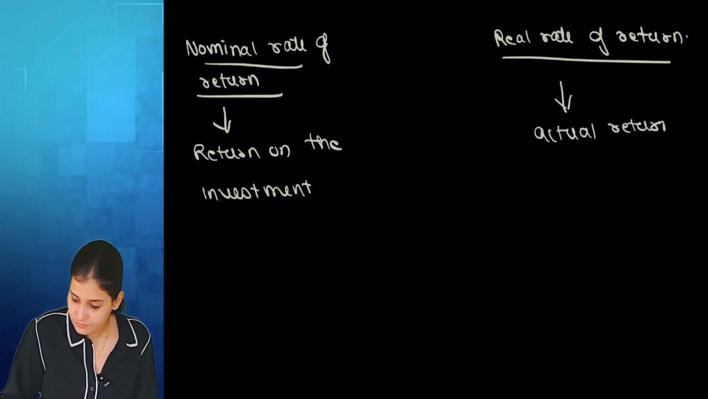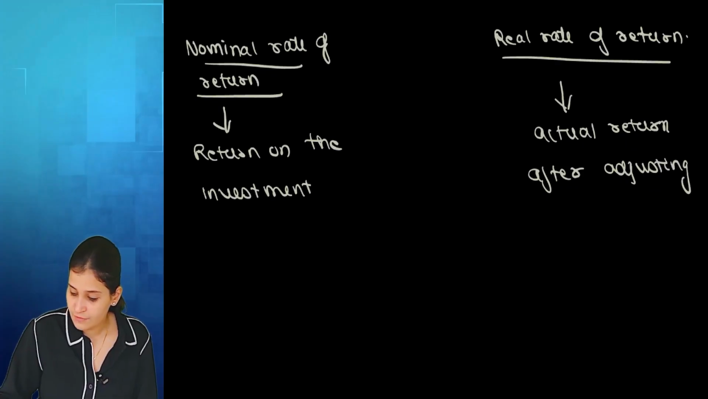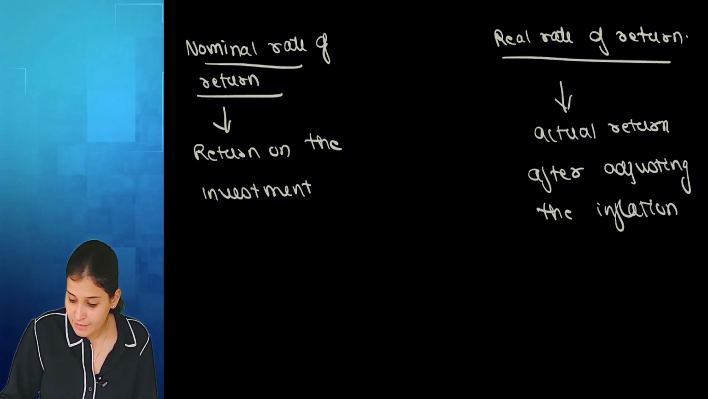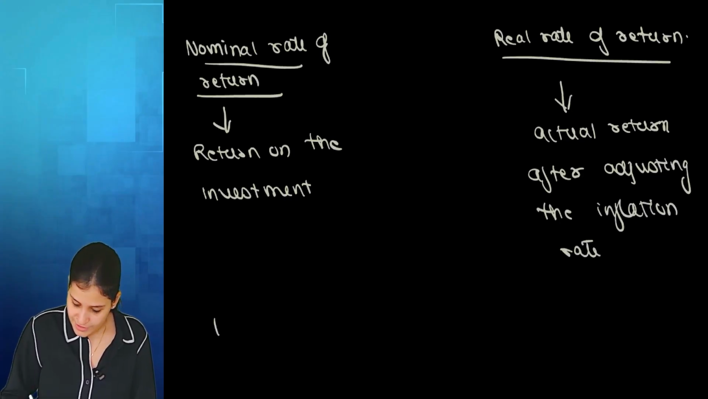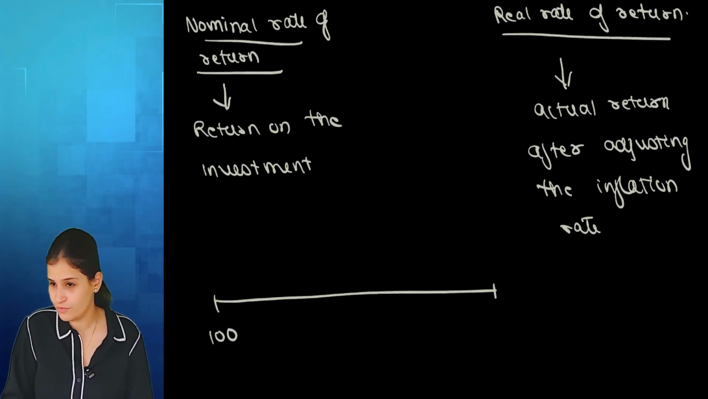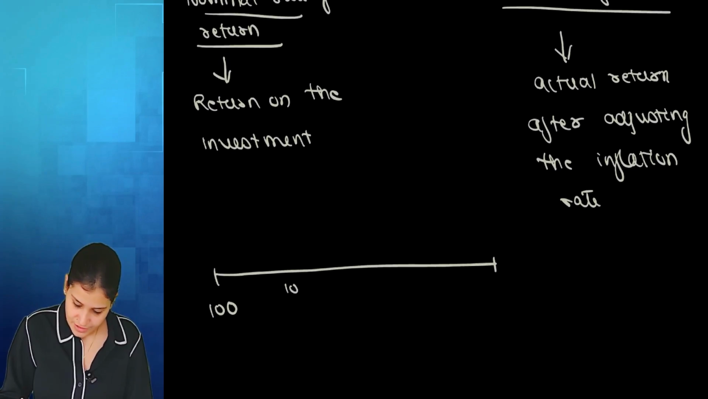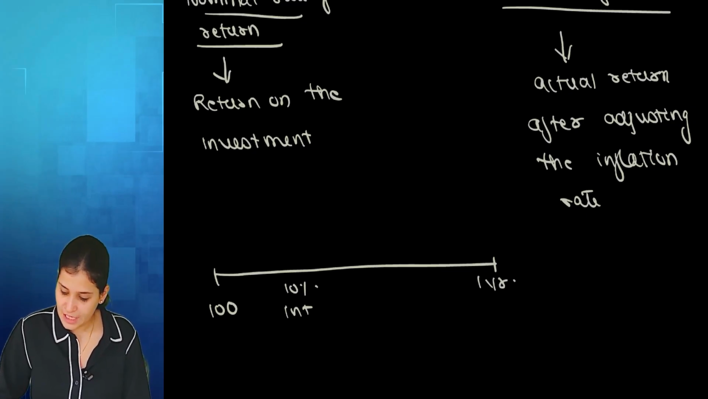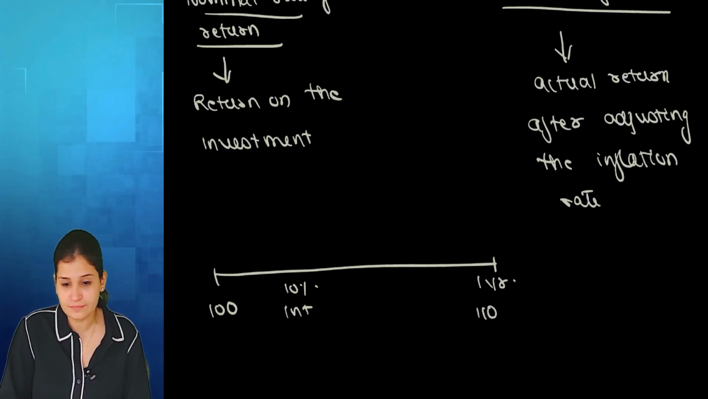This is the actual return after adjusting the value of money, that is, the inflation rate. What do I mean by that? Suppose today I have given someone a loan of 100 and that person will give me a 10% interest rate after 1 year. So automatically how much will I get? 110.